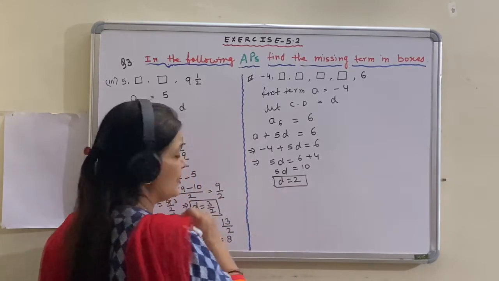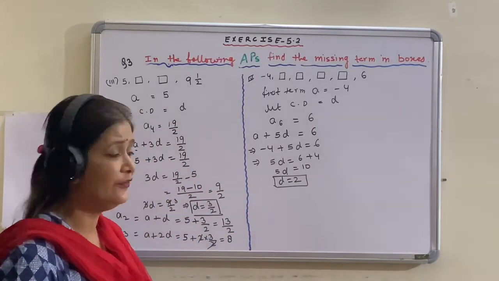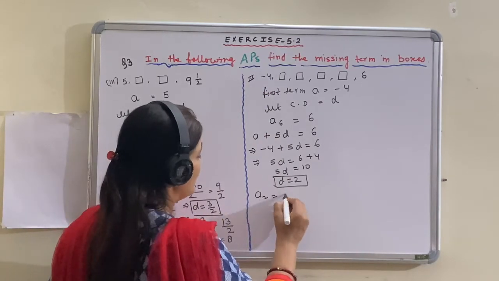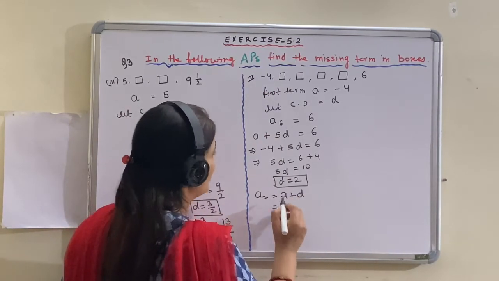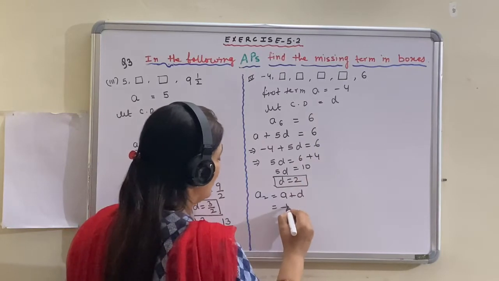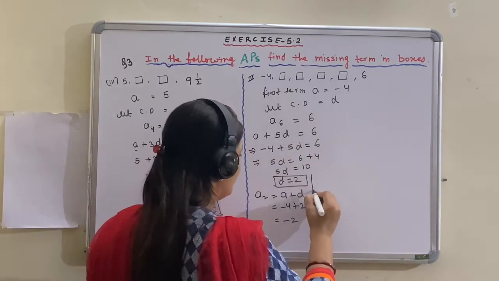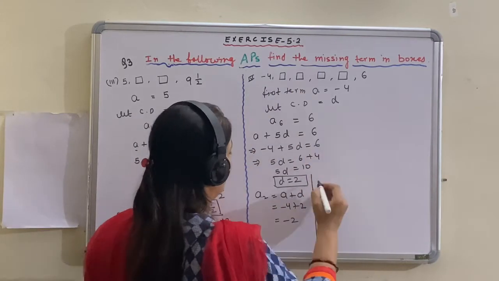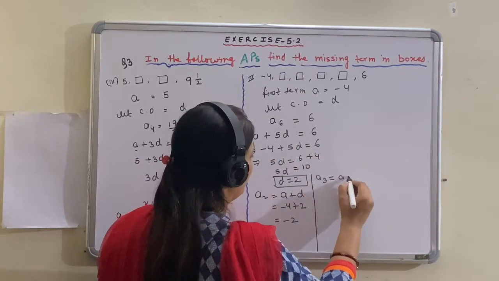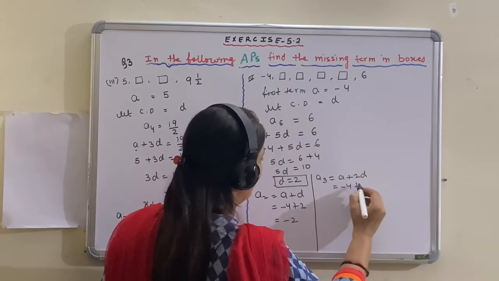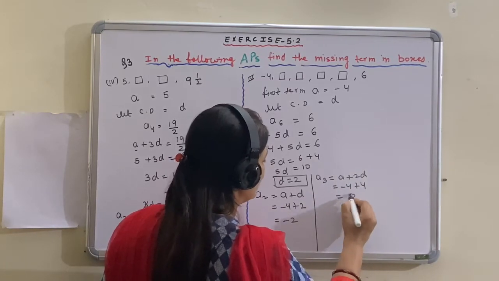तो जैसे ही आपके पास D आ जाता है, आप सारी टर्म्स इजीली फाइंड कर सकते हैं. नाउ सेकेंड टर्म A2 is A plus D. What is A? A is -4. -4 plus 2. It is -2. What is third term? A3. A3 will be A plus 2D. A is -4 and D is 2. It is 4. It is 0.